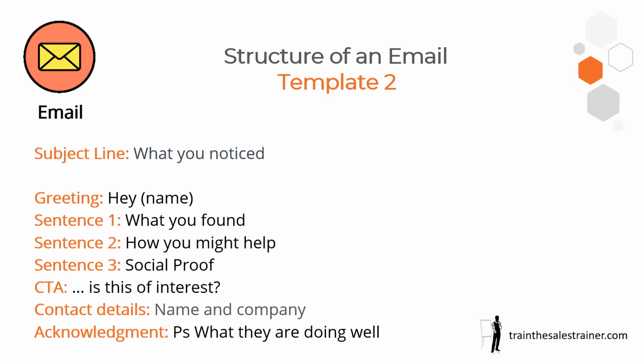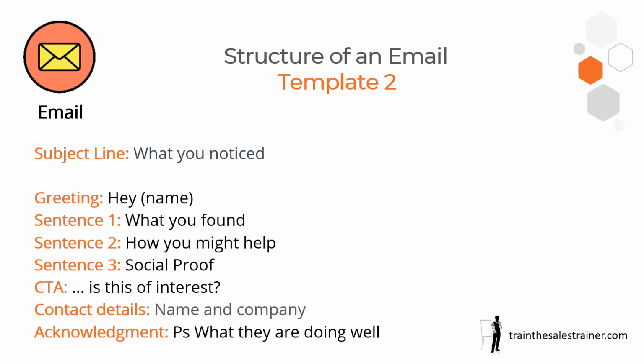Structure of an email, template 2. The name of this template is called the trigger template. Subject line, what you noticed. Sentence 1. You need to find something about the company that ladders back to something you might be able to help. That could be a merger or an acquisition or a news article or something you find on the website. Could even be a quote, something you see in their blog.